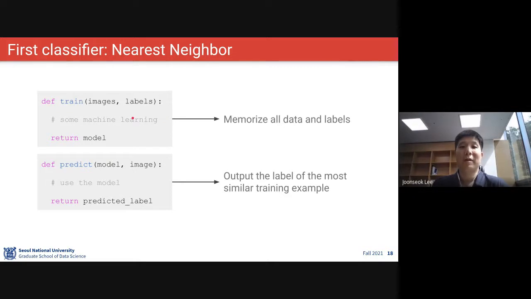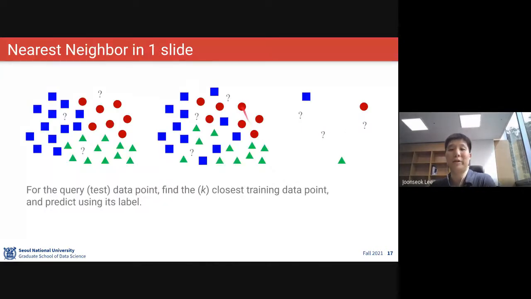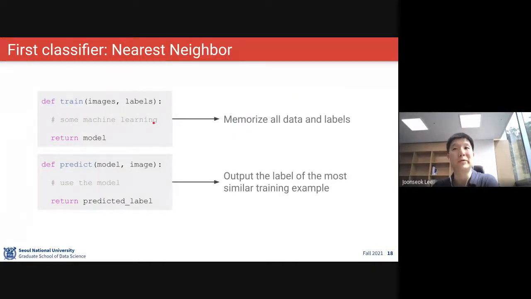So as I told you, in machine learning, what we need to do is building these two classes, the train and predict functions. In the nearest neighbor classifiers, what we do in the training step is just memorizing all the data and the labels, because we will need all of these training points at the test or prediction step, right? So we just memorize all of these images and labels. That's it. We don't do anything.